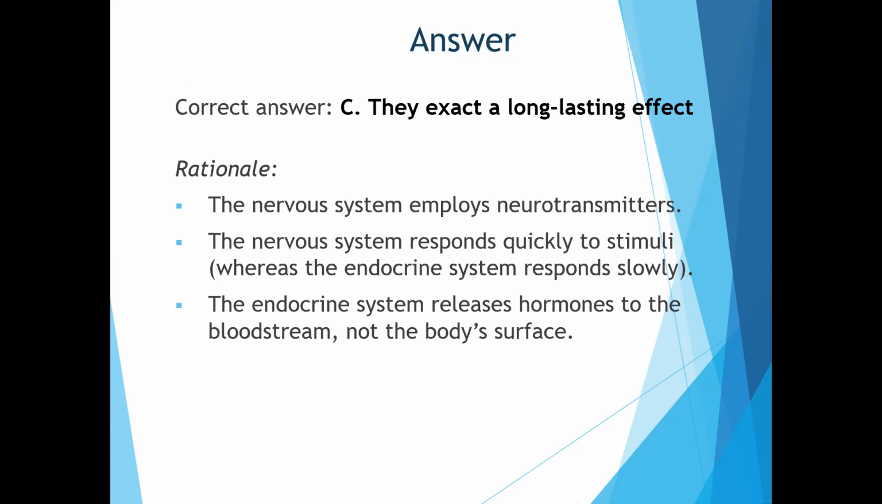So our nervous system employs neurotransmitters. Our nervous system also is our quicker response. And the endocrine system releases those hormones directly to the bloodstream. They do not go to the body's surface.